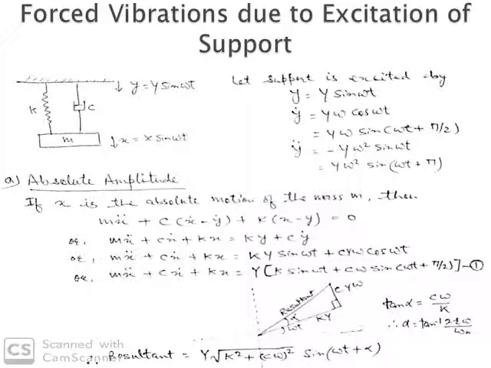First, by the absolute method. For the absolute method, we write the differential equation: m x double dot plus c times the relative velocity, that is x dot minus y dot, plus k times x minus y, equals 0. It is similar to when there are bumps in the road, then the support will also move.